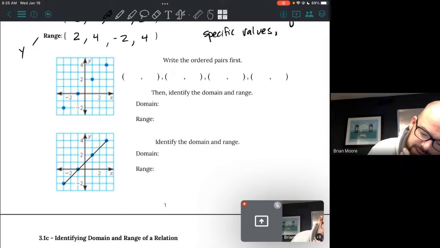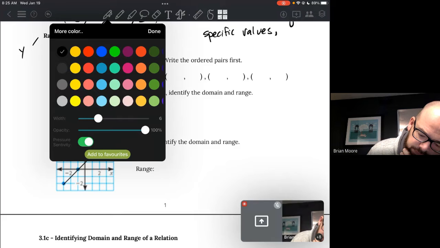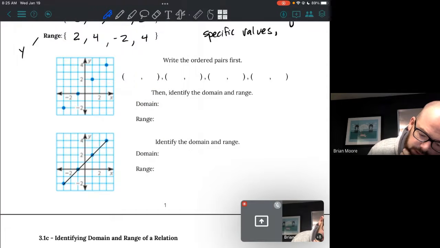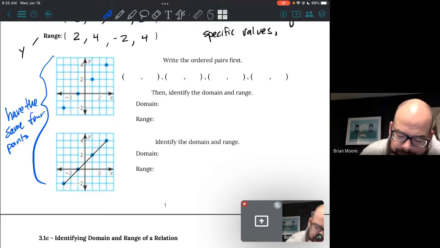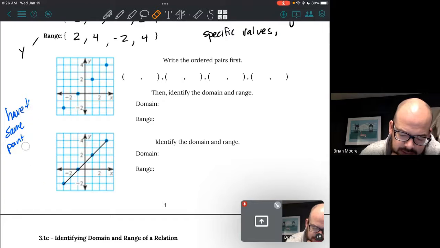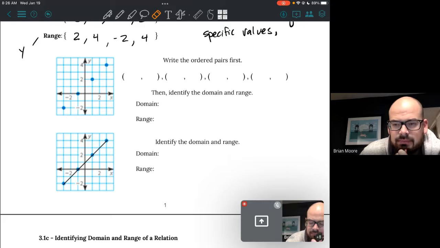So notice our 2 graphs here. These two graphs, they have the same 4 points, okay? But one of them is continuous and the other is not. Can anybody take a guess as to which one is the continuous graph? Top or bottom? Top.